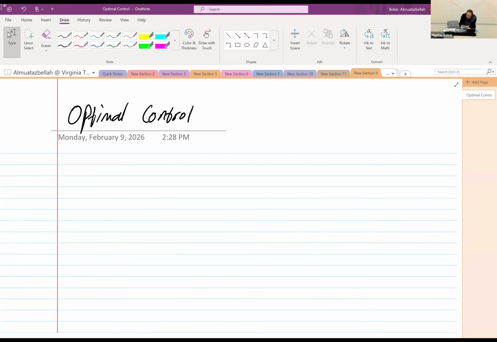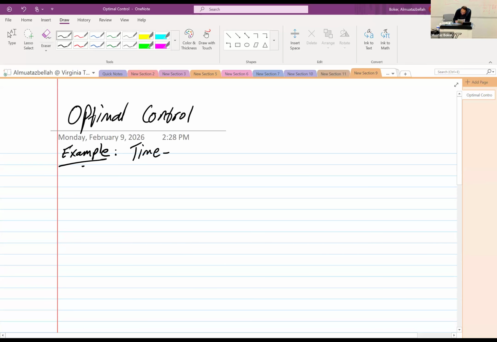Okay, so now we're talking about the example. It's up to you whether you want to write with me, or I'm going to upload this in Canvas. So we are considering time optimal control.